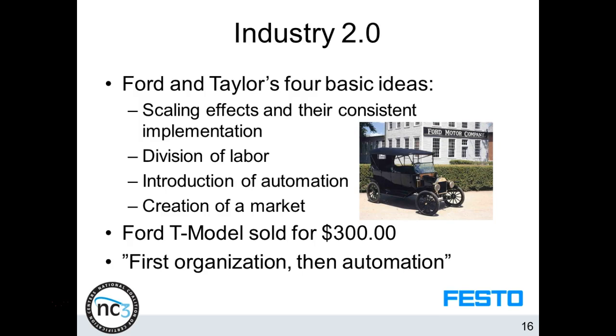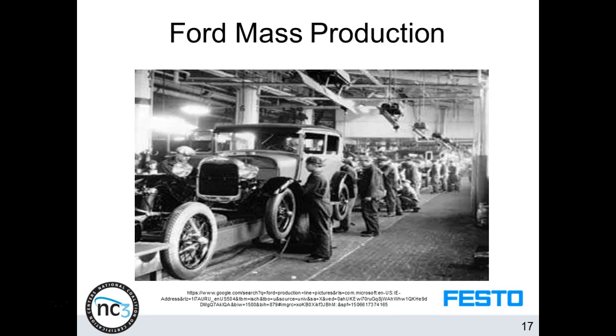And this is the first Model T Ford sold for $300. And I forgot how much less this was. So what happened is $300 then was a lot of money, but it was affordable for almost anybody. So now just about anybody could buy a car. First organization of automation. So this is just a picture of the Ford manufacturing plant, making Model Ts and whatever. I think they made several models on the same.